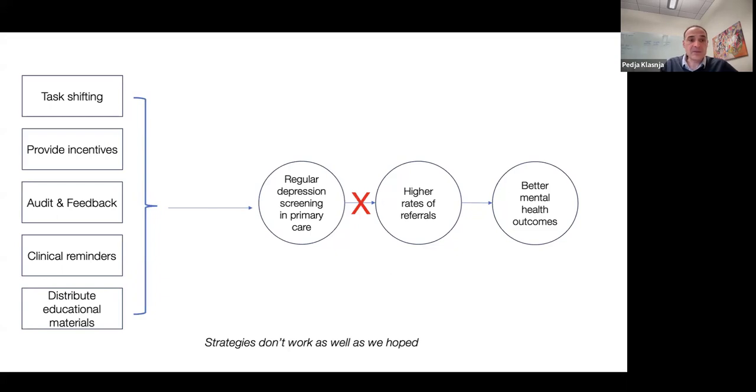Other times you might pick a strategy and actually get to some of the initial outcomes, like high rates of screening, but that might not translate to the downstream outcomes, like high rates of referral, that are needed to get to the clinical outcomes we care about.